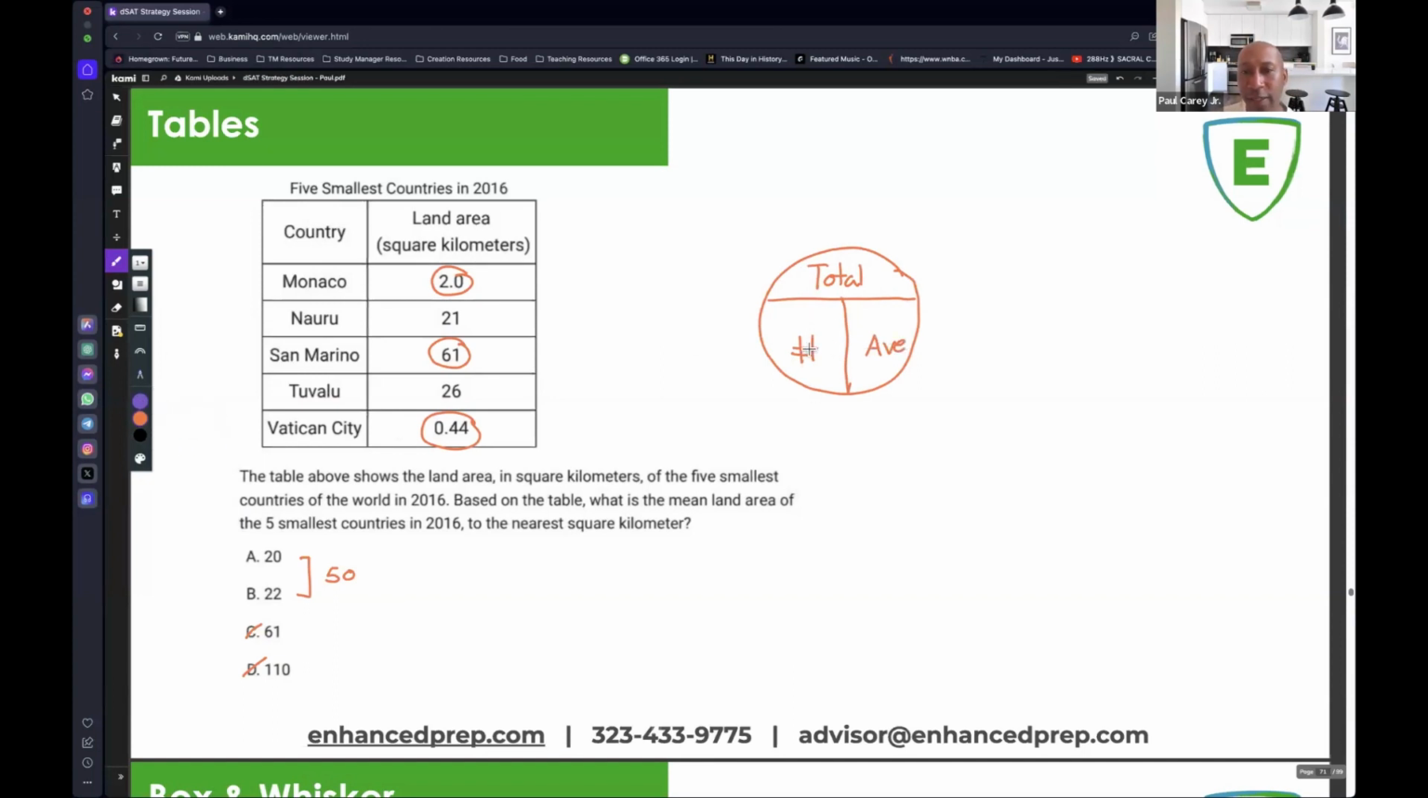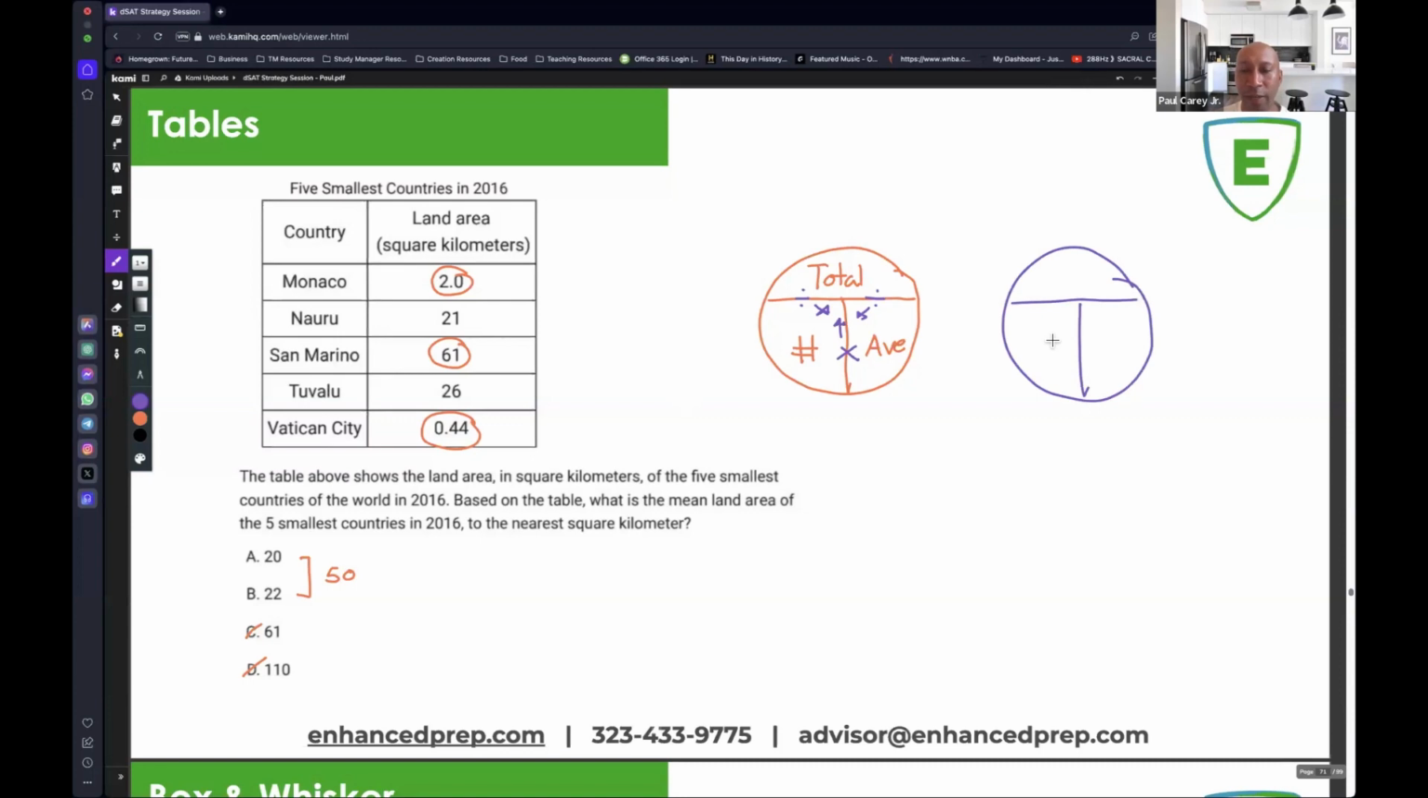Because if we take these two, the number of things and the average, and we multiply them together, we get the total. If we take the total and we divide it by our number of things, we're going to get our average. And if we take our total and divide it by our average, we're going to get our number of things. So in this case, what we would do is we create our circle T.